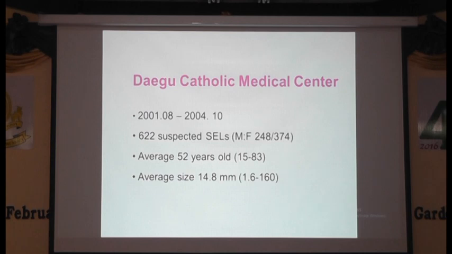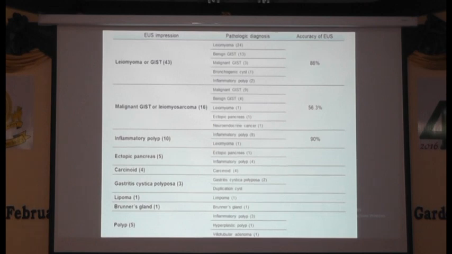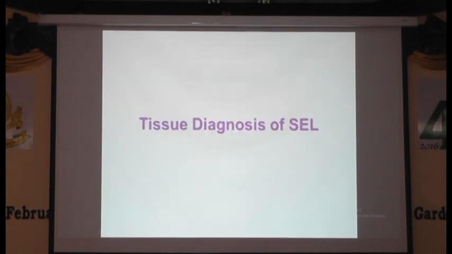This is my data from quite a long time ago, sorry for that. When I observed 622 suspected subepithelial lesions, I could tell the EUS impression was myoma or cyst or malignant lesion, inflammatory lesion, ectopic pancreas, carcinoid, and so on. When it was compared with the final pathologic diagnosis after resection, I found that the accuracy of EUS impression was 78.4%. So the EUS impression is not 100%. That's why we need tissue diagnosis to have a definite diagnosis.